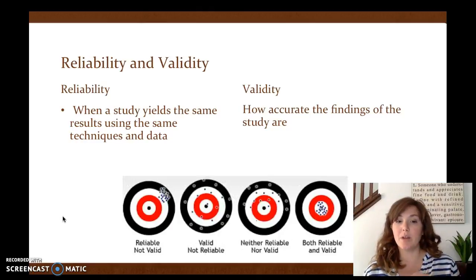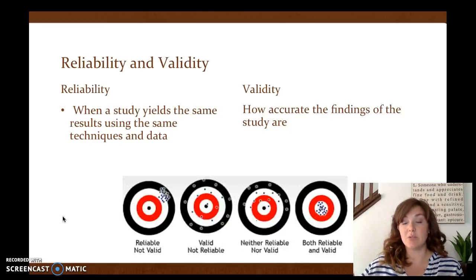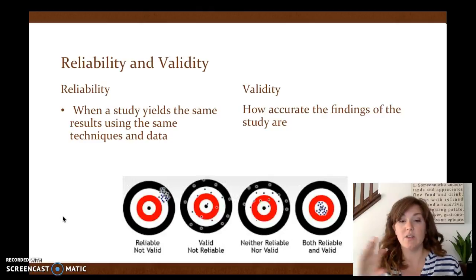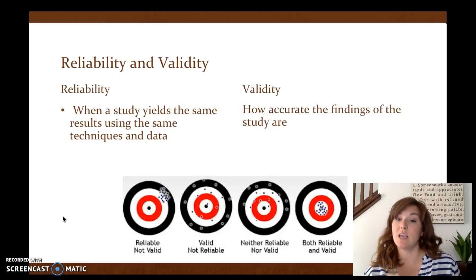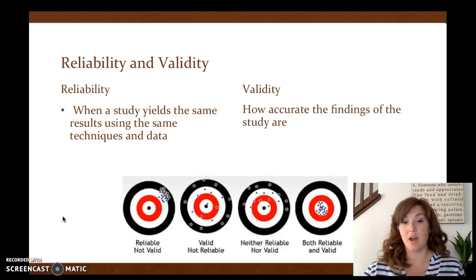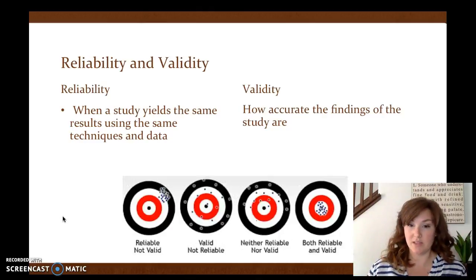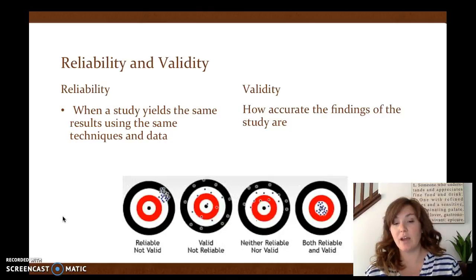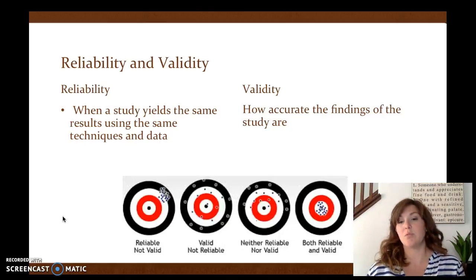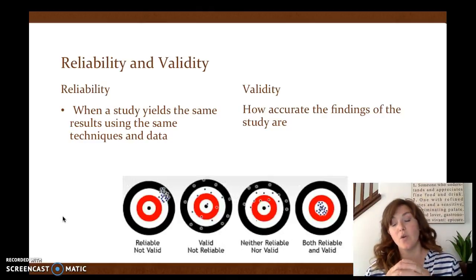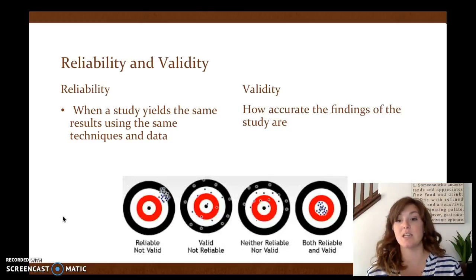Reliable but not valid is that you get the same results all the time, but it's not measuring what you anticipated it would measure. Valid, not reliable is that, yes, you hit that little mark in the middle, you made a bullseye, but you got all sorts of results all over the place. Neither reliable nor valid is that you didn't hit the bullseye and you got results all over the place. Both reliable and valid is that you have a cluster, that you got the same results over and over again and did measure what you intended to measure.